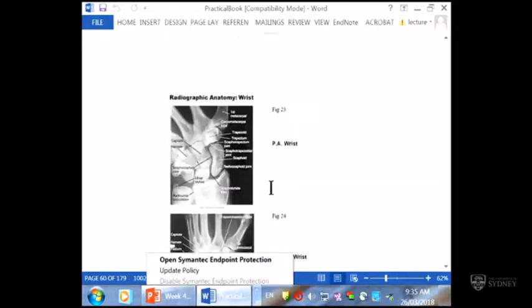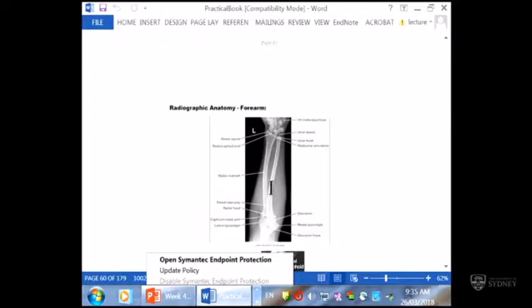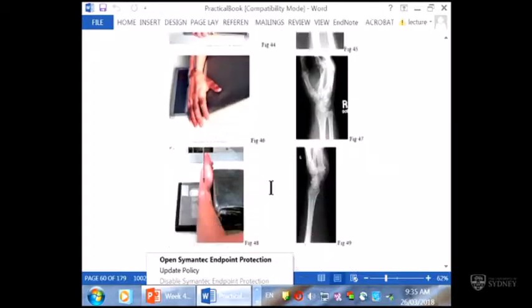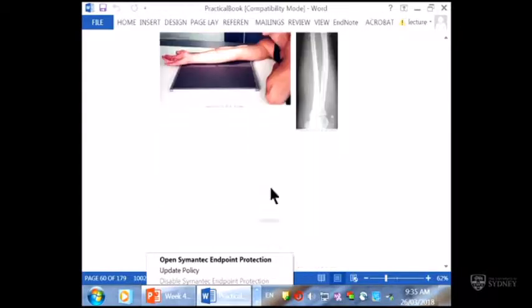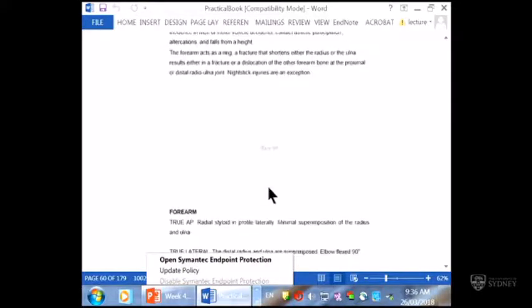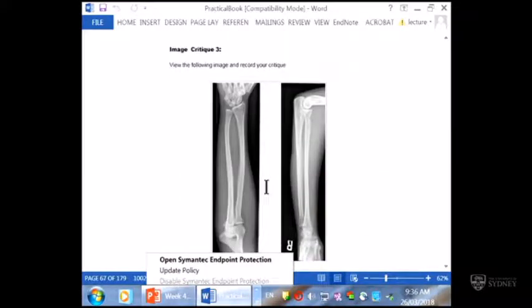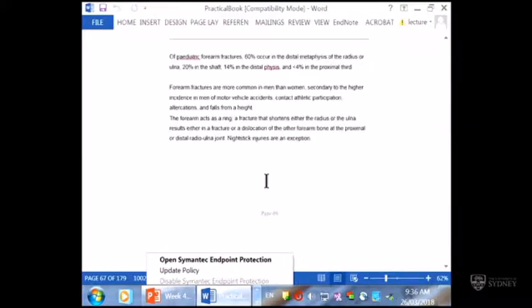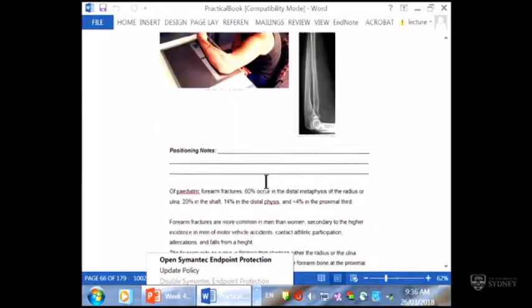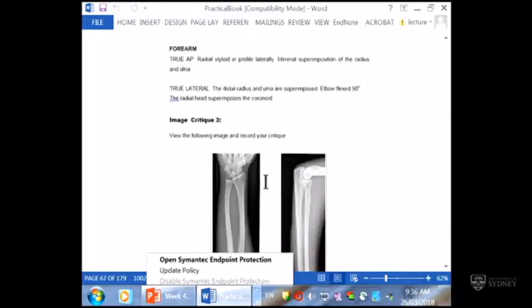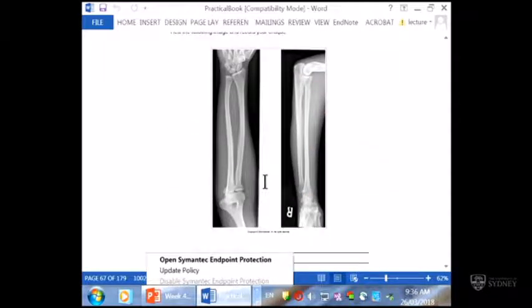Now let's have a look at a bit of pathology, or a bit of critique. So what's wrong with that image? It's damn difficult to look at, isn't it?